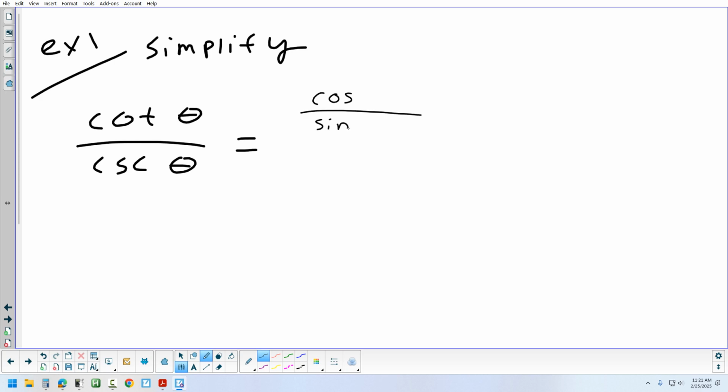Would it be cotangent? Oh no, theta. Sorry. Theta, yeah. So whether it's theta or x, just use whatever they use. The argument isn't really important. Just copy down what they use. So cotangent is cosine over sine. And how about cosecant? What's another way we can write that one? 1 over sine.